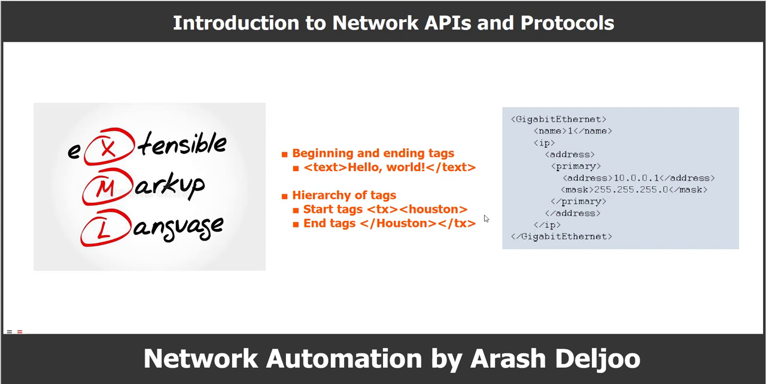This figure shows an example of XML for a gigabit Ethernet interface. As you can see, we have the tag gigabit Ethernet and here </gigabit Ethernet>, and then name, which is for example a value or a string, and this is </name>, the ending tag. Then IP </IP>, address </address>, primary </primary>, and address mask </mask>. This is the XML. We also learned more about XML in the previous video.